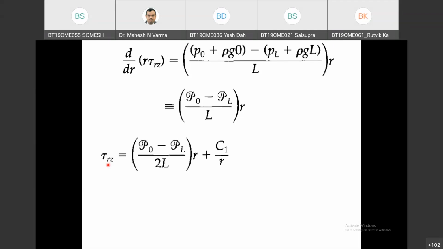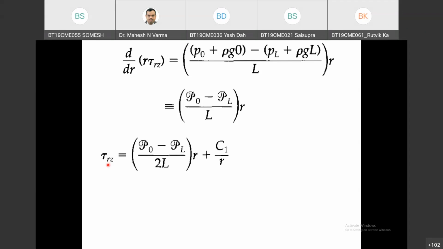Actually, sir, we used in the previous problem the logical boundary condition at r equals 0. Why in this problem can I not use at r equals 0, tau rz equals finite? Sir, logically thinking, there is no liquid flowing through that area. What did you say? There is no fluid flowing through that area.